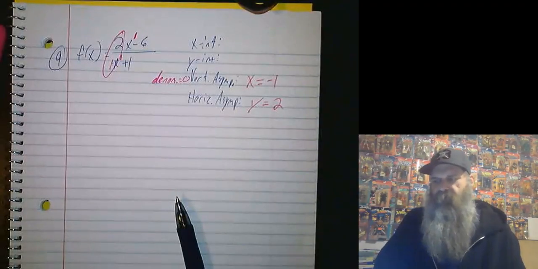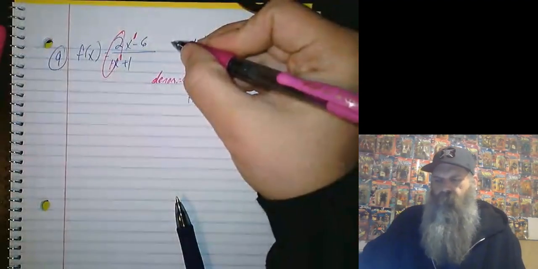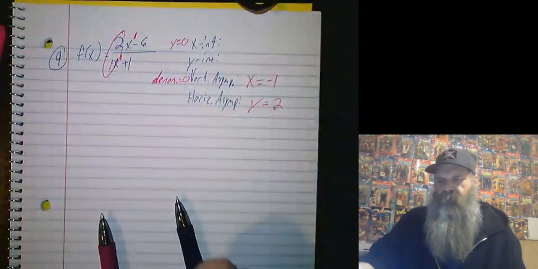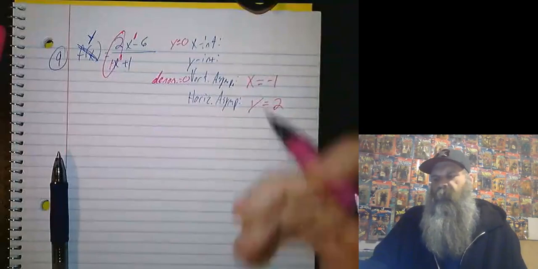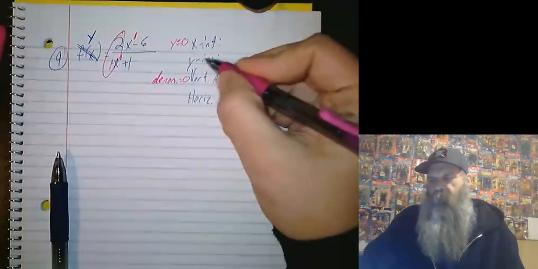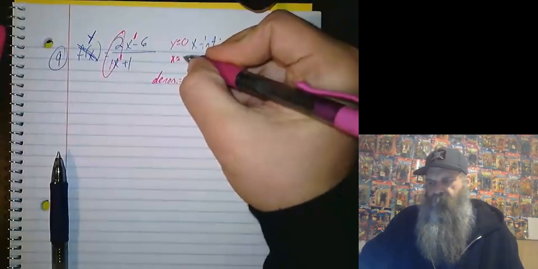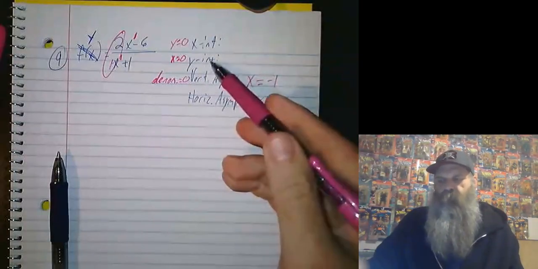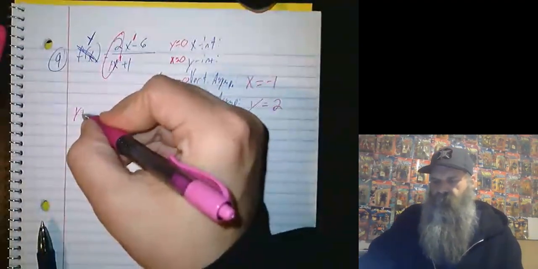So for the x-intercept, if we were on the x-axis, y is equal to 0, and you know f of x is just the same as y. And if we're on the y-axis, then x equals 0. So we'll start with the y-intercept.